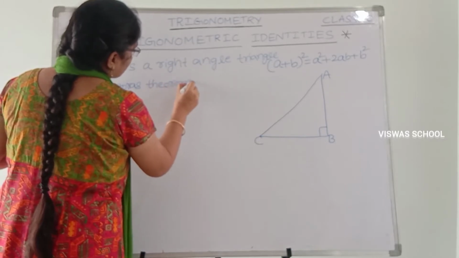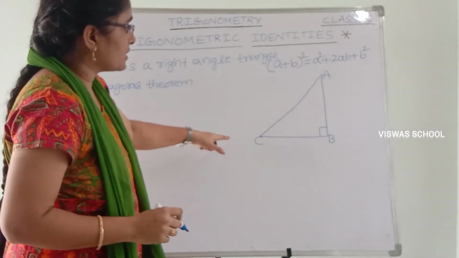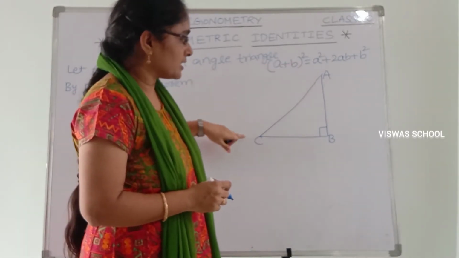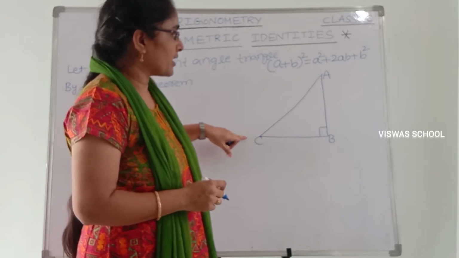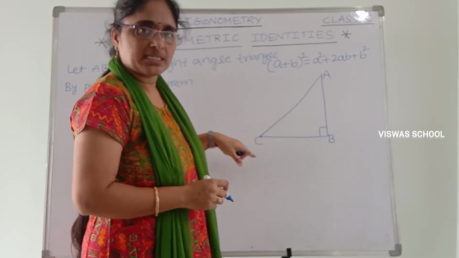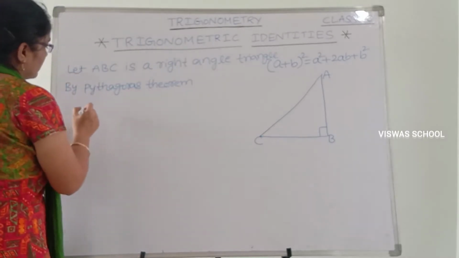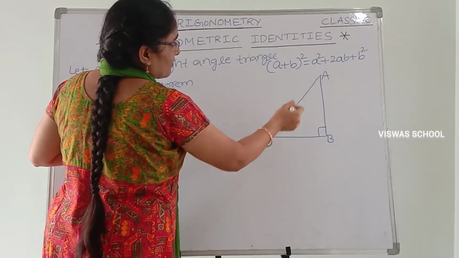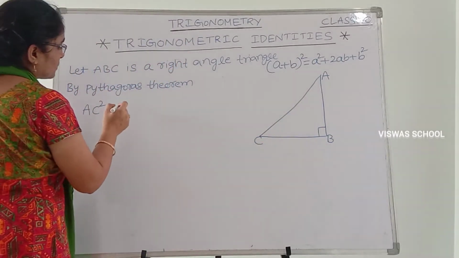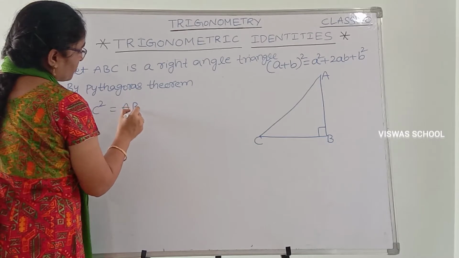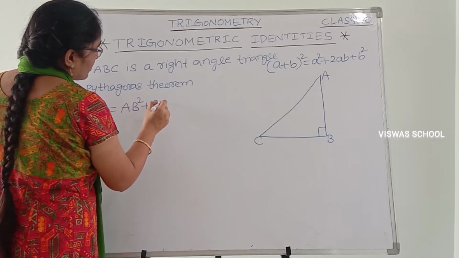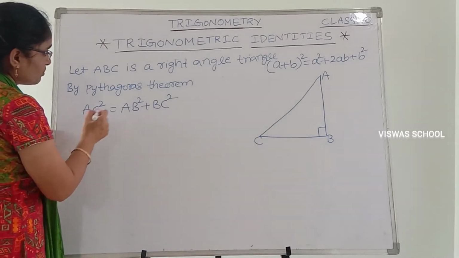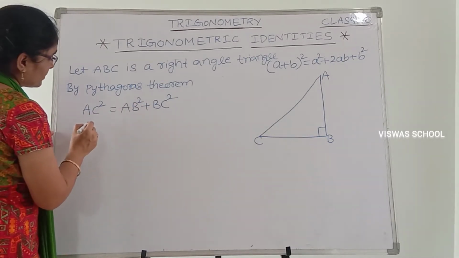What is Pythagoras theorem here? Hypotenuse square is equal to side square plus side square. Here what is the hypotenuse? AC is the hypotenuse. That is, AC square is equal to AB square plus BC square. Here I am dividing both sides with AC square.